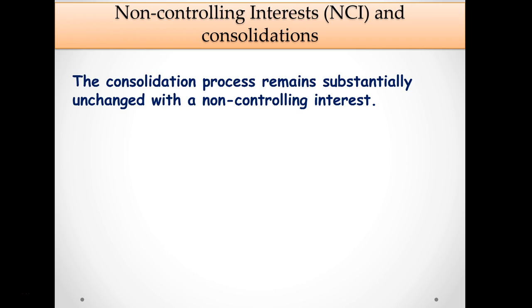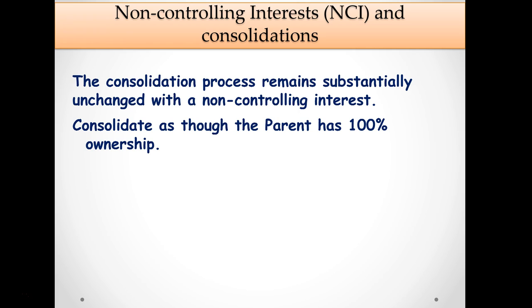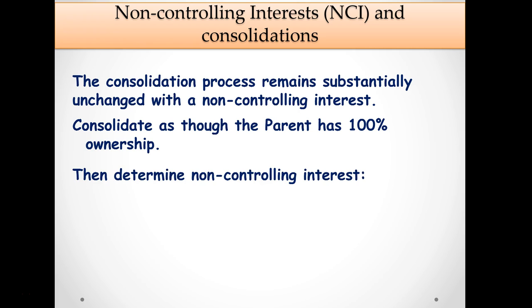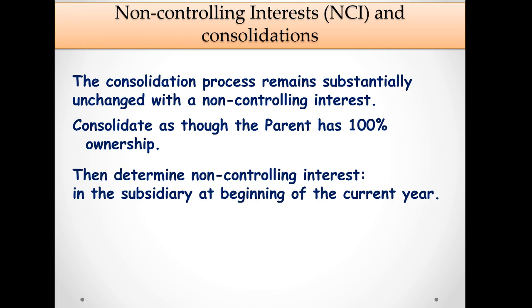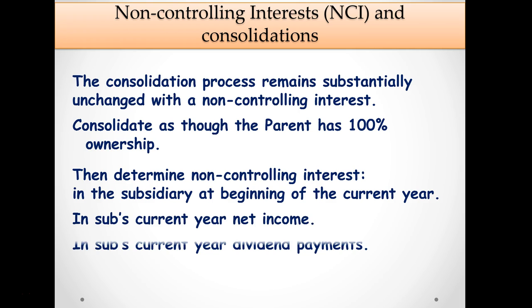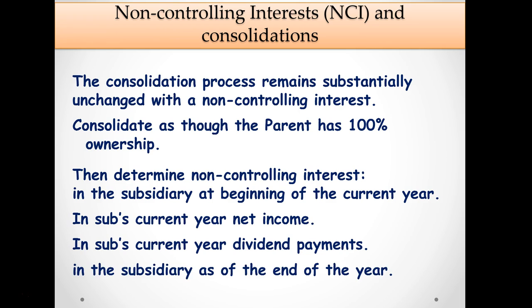Non-controlling interest. The consolidation process remains substantially unchanged for the non-controlling interest. Consolidate as though the parent has 100% ownership, then determine non-controlling interest in the subsidiary at the beginning of the current year, and sub's current year net income, and sub's current year dividends, and subsidiary as of the end of the year.